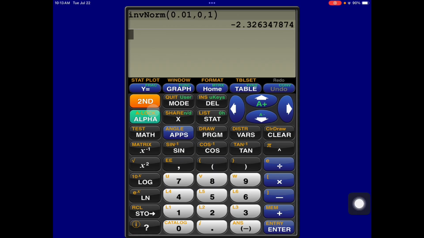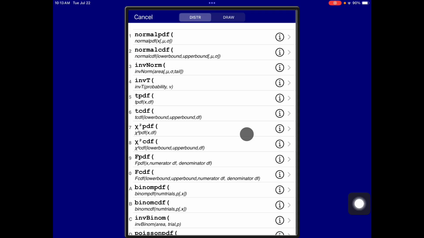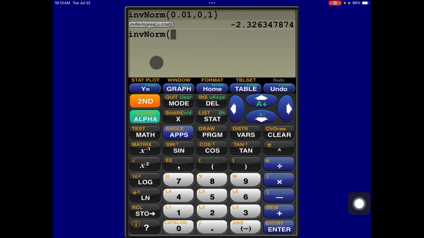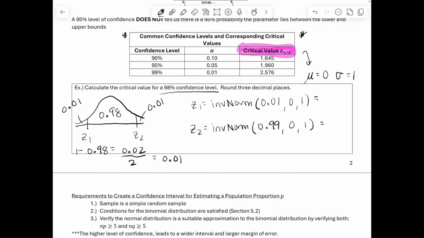In order to calculate Z2, same idea: second vars, and then inverse norm, and our area to the left for this one is 0.99. Mean is 0, standard deviation is 1. Close your parentheses, select enter, and we get our Z value for Z2. From the graphing calculator, we get Z1 is negative 2.326 and Z2 is positive 2.326.